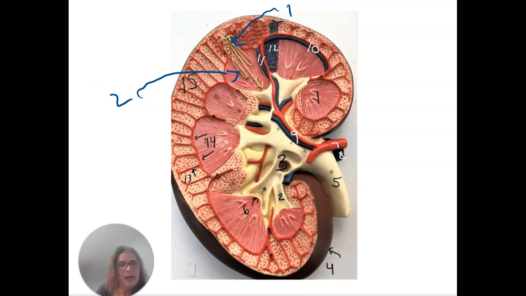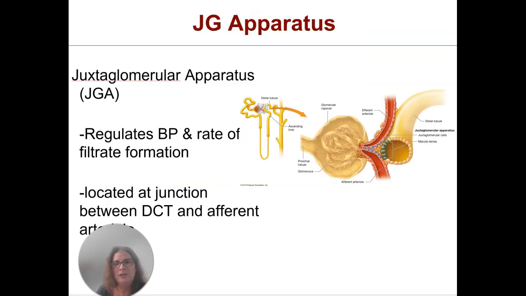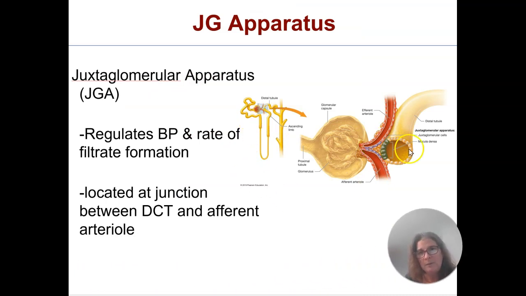Now, I mentioned that the DCT actually wraps around and comes in contact with the afferent arteriole. So this piece right here where the blood vessels touch the DCT is called the juxtaglomerular. Juxta means close. So it's next to the glomerulus. So the JG apparatus, or just JGA. So this whole structure is really important at monitoring blood pressure and also filtration in the kidney. And it's just where the DCT meets and touches the afferent arteriole.